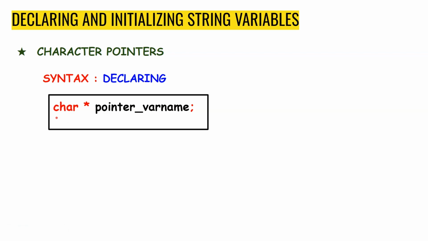Syntax for declaring a character pointer: char *pointer_variable_name. Here the pointer variable name is a variable of character pointer type, which means that it will hold the address of a character value. Instead of directly holding the character value, it will hold the address of the character value. So for example, char *str.